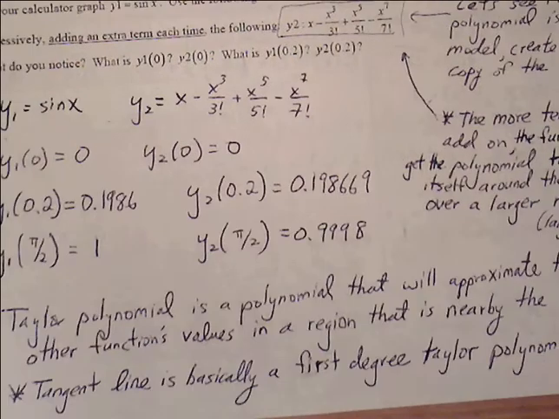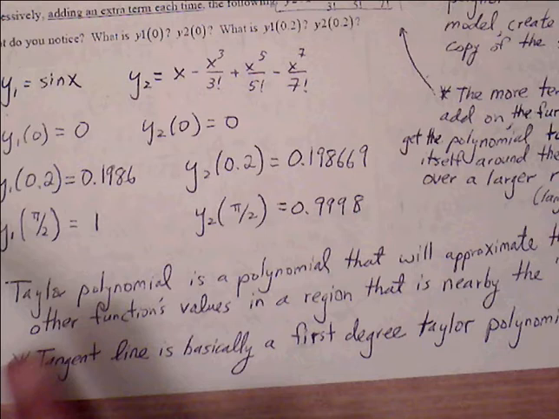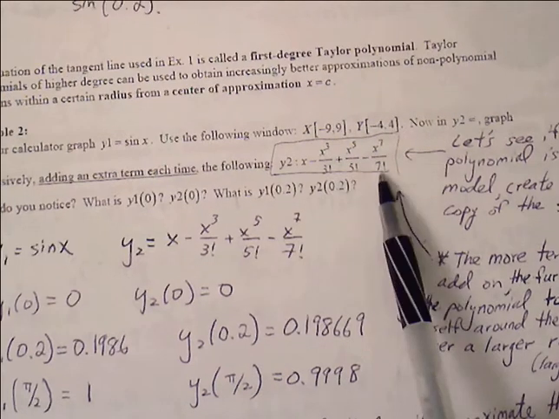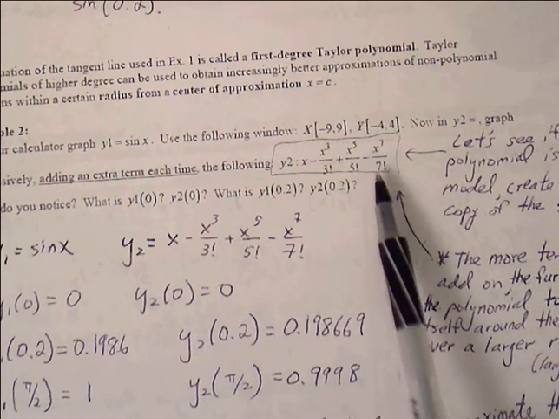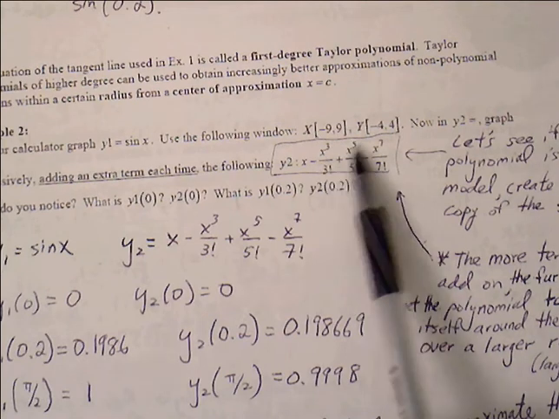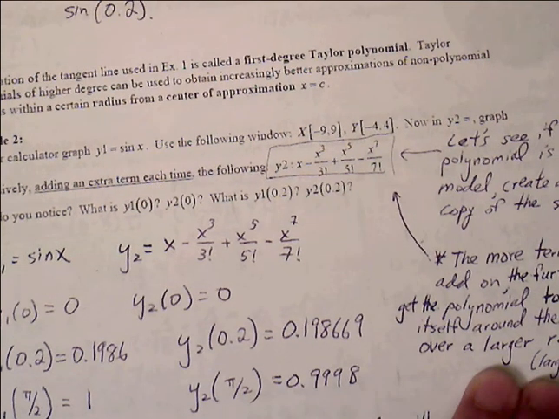And our tangent line equation is basically a 1st degree Taylor polynomial. And the second function that we graphed was a 7th degree Taylor polynomial. As we can see, a 7th degree polynomial will have a better shot at matching the curvature of our sine graph. Okay. All right, let's look at the next page here.